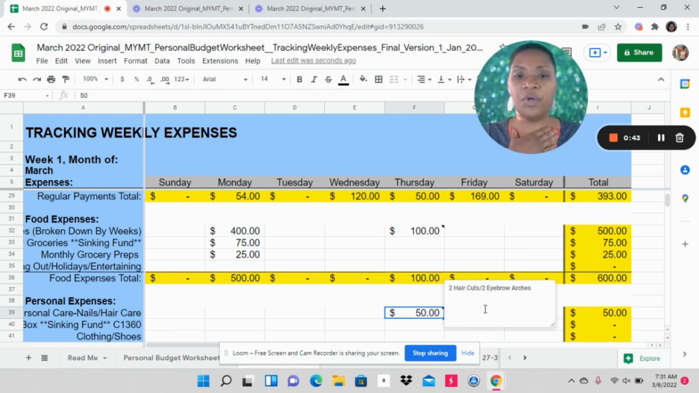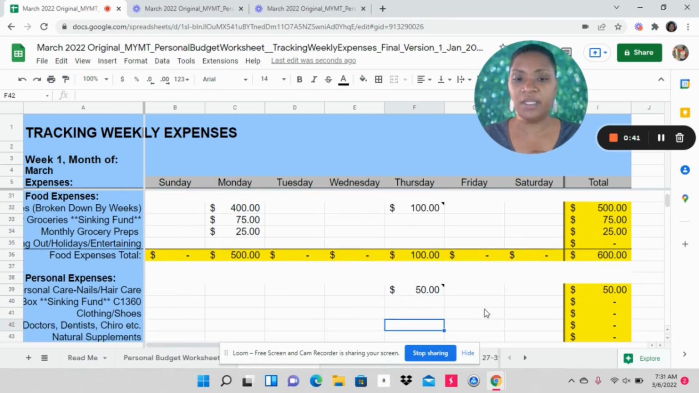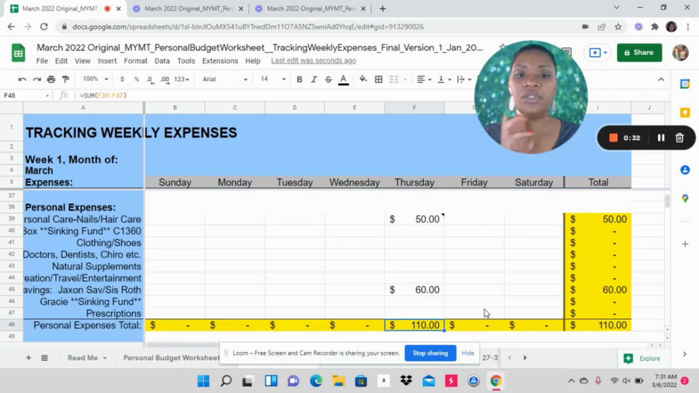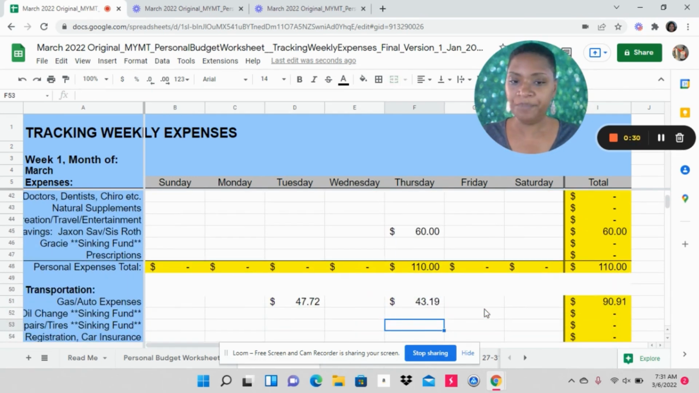And we got haircuts on Thursday, me and Jackson, and I got my eyebrows done. I was going to get sister's eyebrows done, but she didn't want to. For savings, I put $30 apiece in the kids' savings account. So we're on our way with savings.